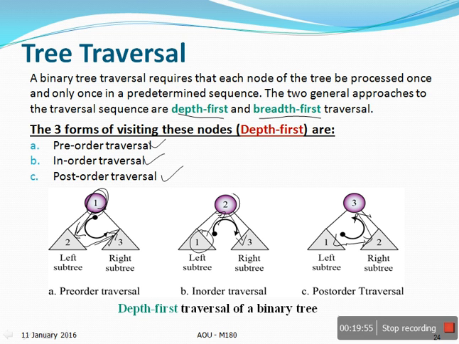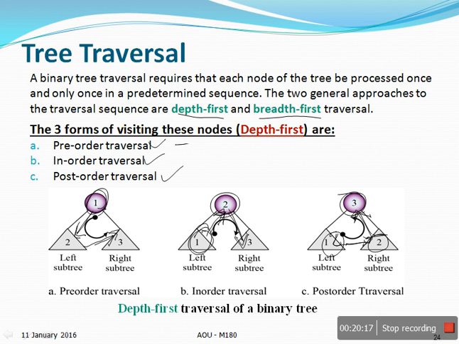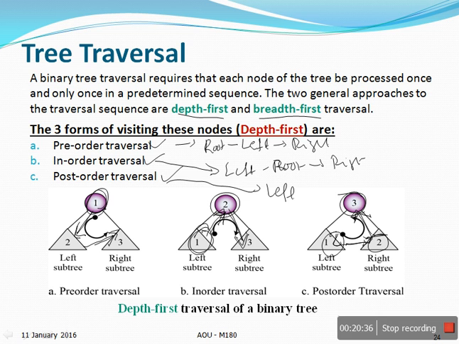And in-order, we start from the left, we move to the root, and then we move to the right. And in post-order, we start from left, we move to the right, and then we move to the root. So we can also write it like this. In pre-order, we start from the root to left, and then from left to right. In-order, we start from left, then go to the root, and then move to the right. And finally, in post-order, we start from left, then go to the right, and then move to the root.